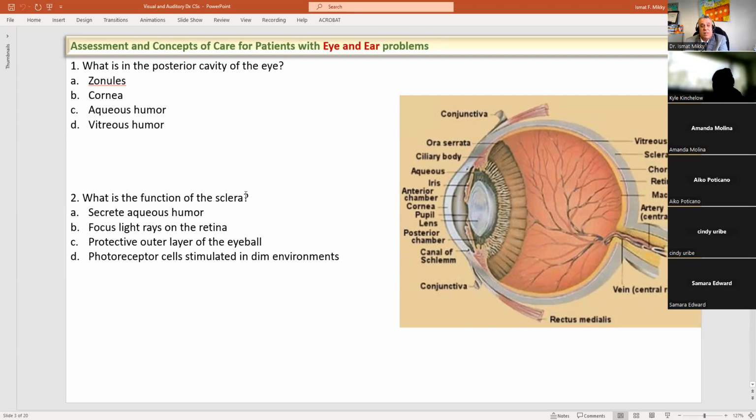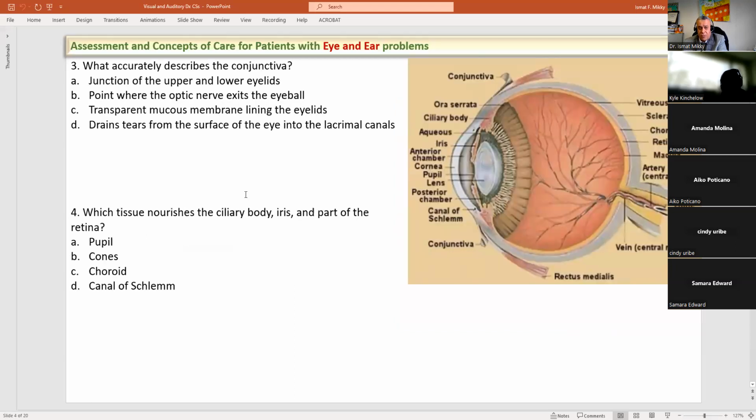Would it be the vitreous humor? Vitreous, yes. Okay, D. And then one function of the sclera. It's the protective outer layer of the eyeball. Some of the questions are patho or anatomy and physiology and maybe patho, so especially the first few questions.